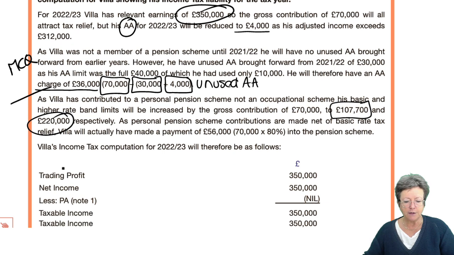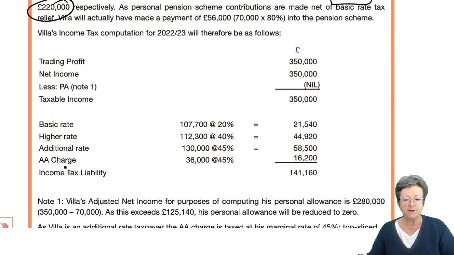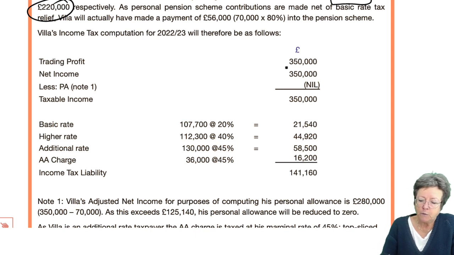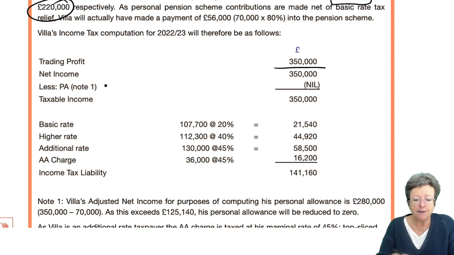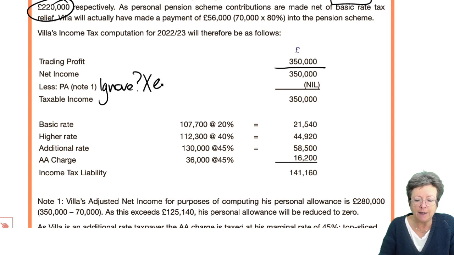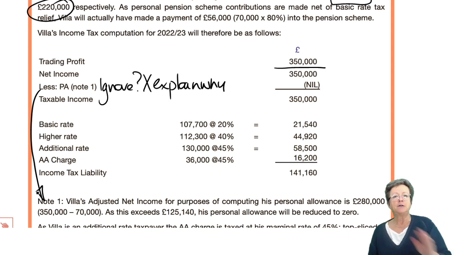So let's have a look at his income tax computation. There are his trade profits, which is his net income. He gets no personal allowance because it's way over the limit. Never ignore it. Put it in and explain why. And you'll see in note one, it explains quite clearly, because it shows you know the rule.